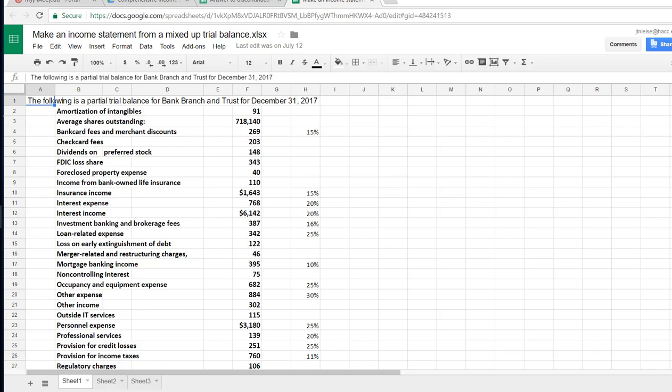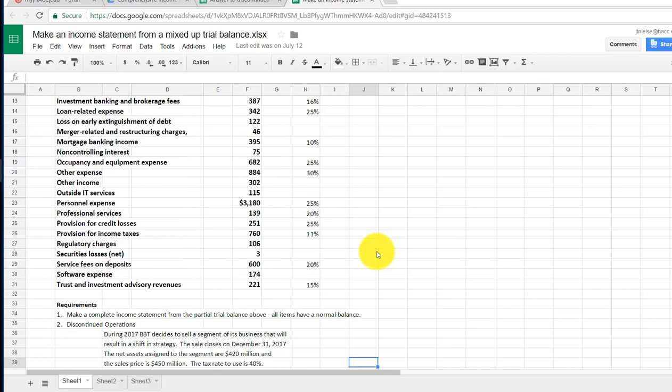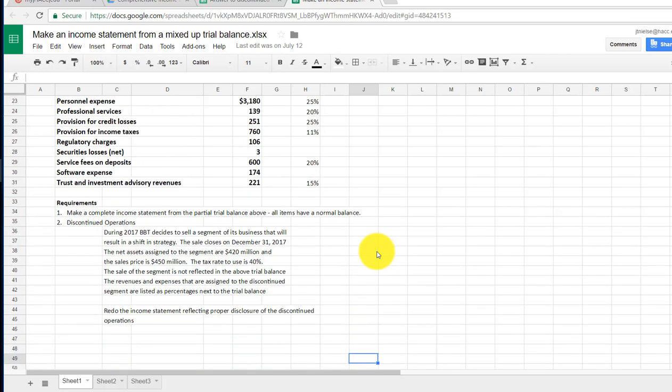And I have mixed up the trial balance, but I have given you some information about the sale of a piece of the business, in this case a bank. And so we're needing to make an income statement from the trial balance. All items have a normal balance. The information that we need to make a decision is there in number 2.